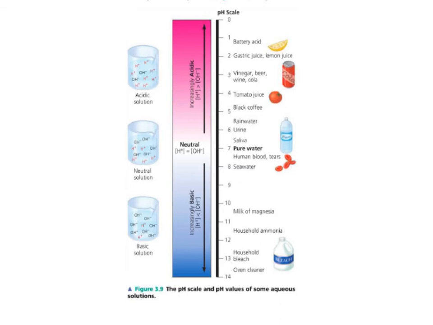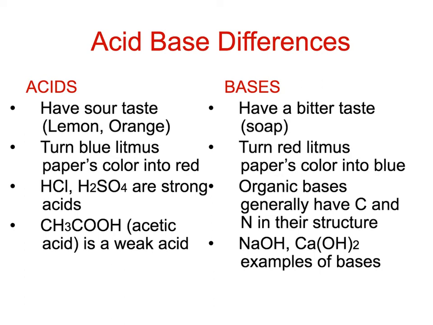You see some kinds of acids and bases. If the hydrogen and hydroxide amounts are equal, we call this neutral. If the hydrogen ion amount is high, we call this acidic. If the hydroxide amount is high, we call this basic. What are the differences between acids and bases?